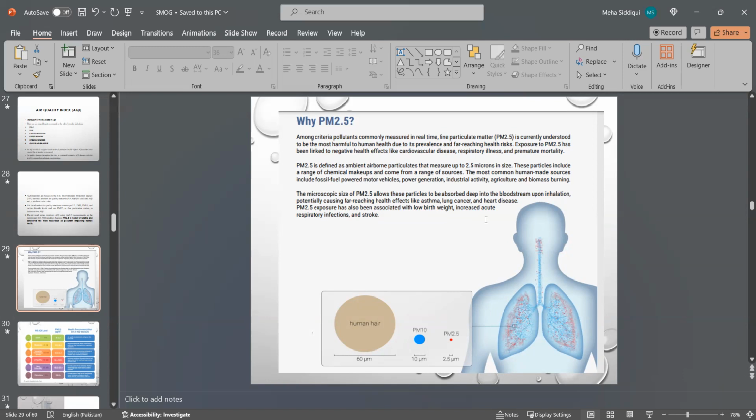The microscopic size allows these particles to be absorbed deep into the bloodstream upon inhalation, potentially causing far-reaching health effects like asthma, lung cancer, and heart disease. Its exposure has also been associated with low birth weight, increased acute respiratory infections, and stroke.